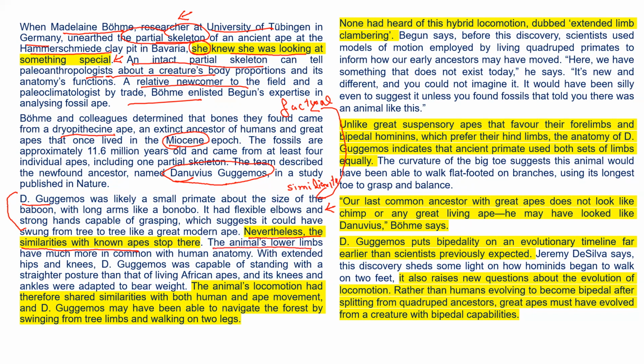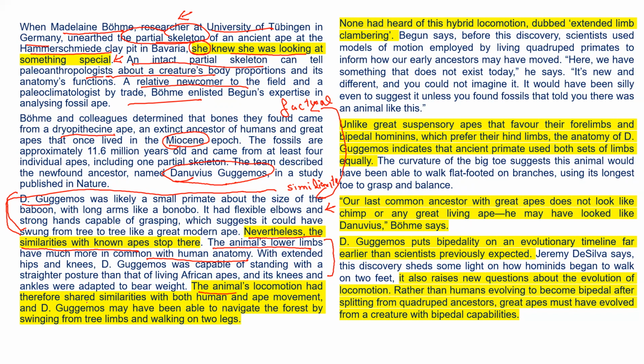And what should follow next is how they are not similar with apes, because nevertheless the similarity with known apes is stopped there. So this is the similarity wala line. These 3-4 lines are similarity wala lines, and the lines that follow must be telling me how they are not similar, and that's what it is. The animal's lower limbs have much more in common with human anatomy. So with apes the similarity, and now the similarity is with human anatomy. Then these lines in yellow are the inference.